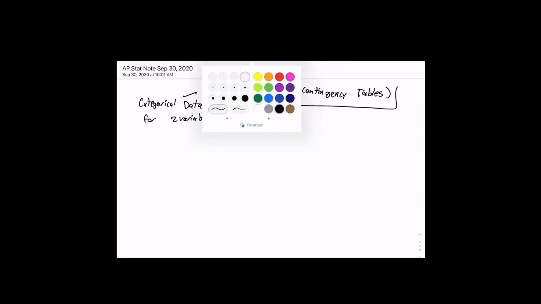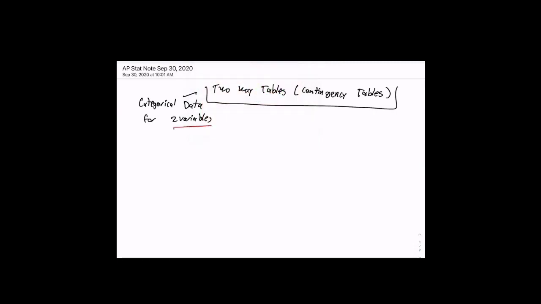All right, and this part of two variables is important because all it means is that we are collecting two categorical data pieces of information.